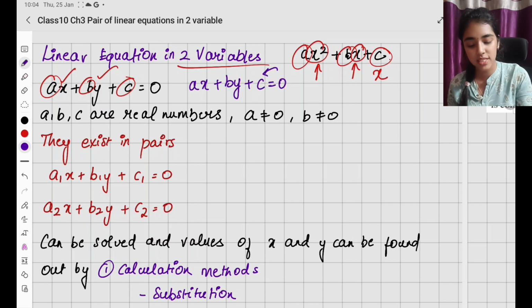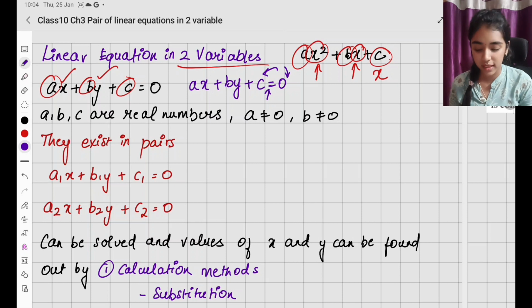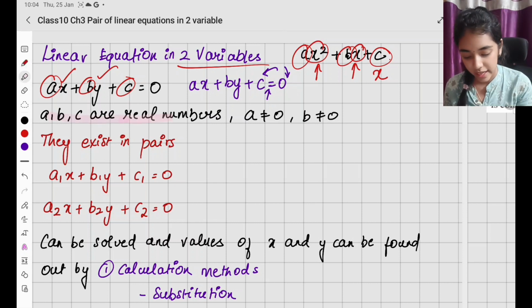All the coefficients and x and y terms are to the left of the equal to symbol and to the right we have 0. So this is going to be linear equation in two variables where a, b, c are real numbers and a not equal to 0. Obviously a not equal to 0, b not equal to 0 nu irukkanum la.